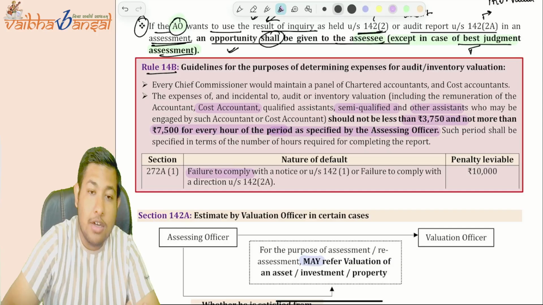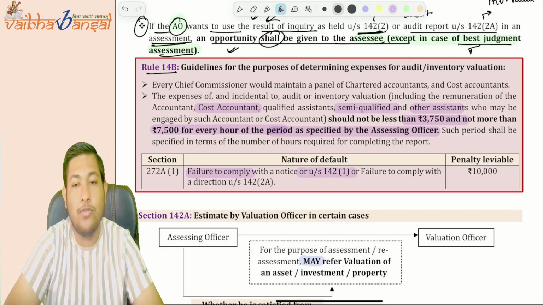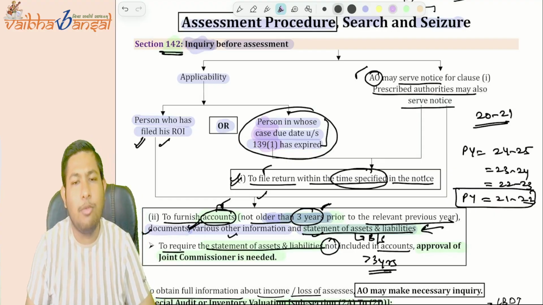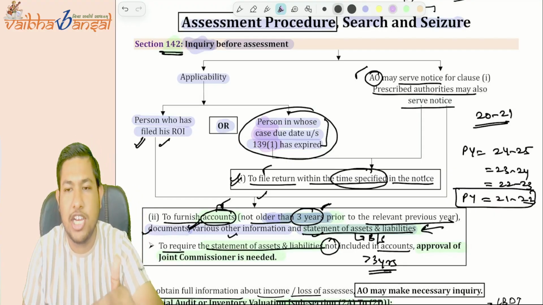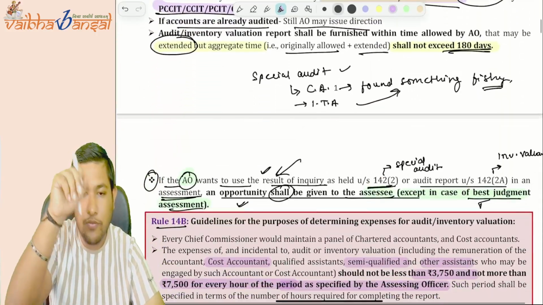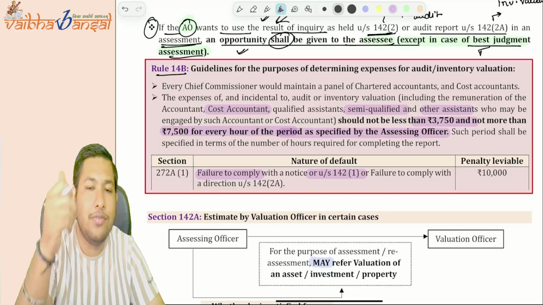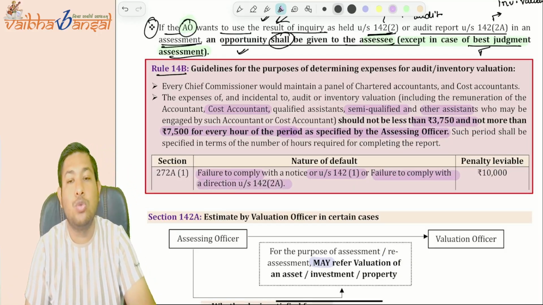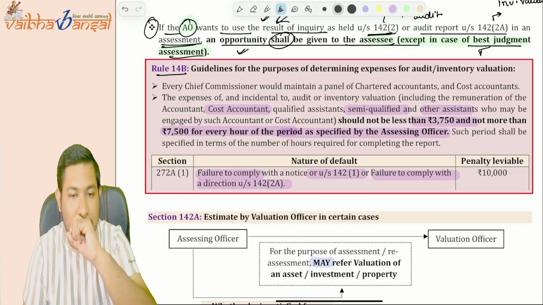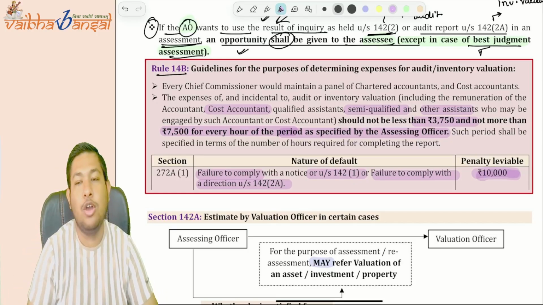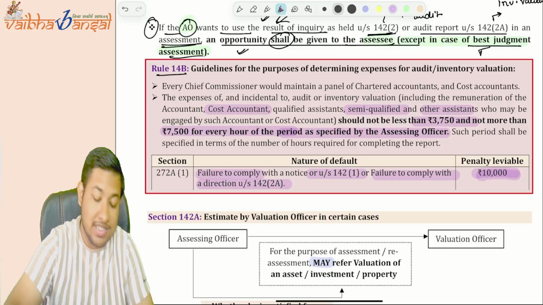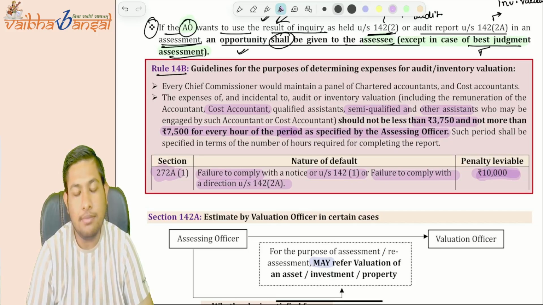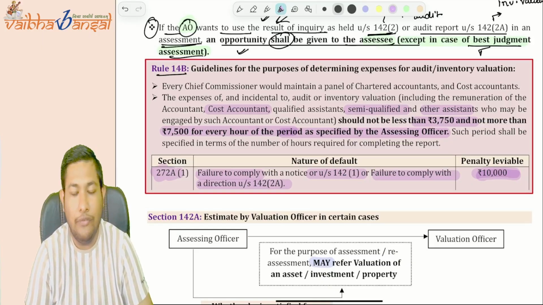But if the assessee fails to comply with the notices under section 142(1), what is the 142(1) notice? He needs to file the return of income, or if the assessing officer asks for the accounts statement, or everything, it is done under section 142(1). If we fail to comply with section 142(1), or if we fail to comply with the direction of 142(2A), that is the inventory valuation, in that particular case, the penalty of 10,000 shall be applicable under section 272A. Understood or not? The penalty should be applicable of 10,000 rupees.